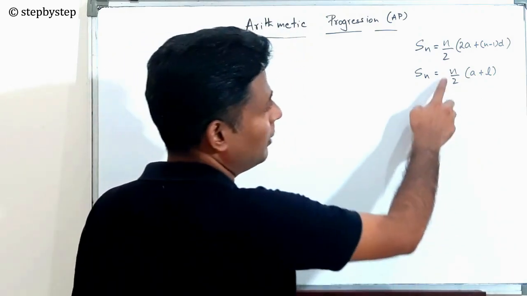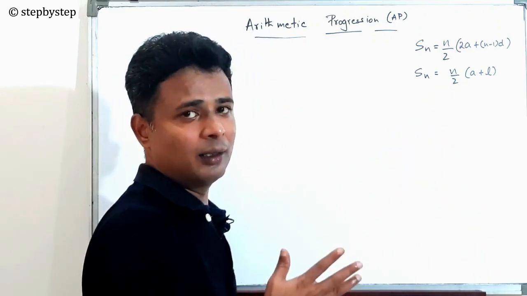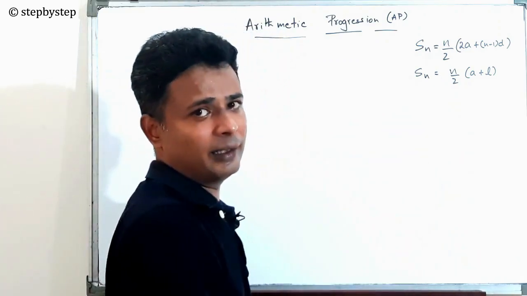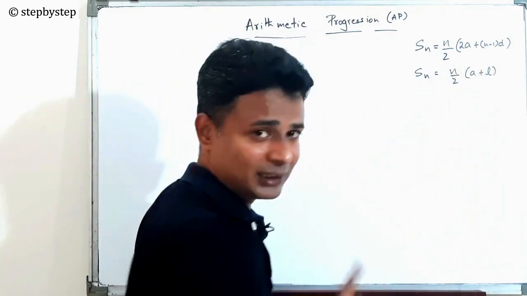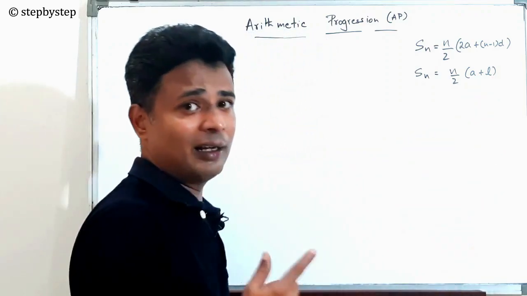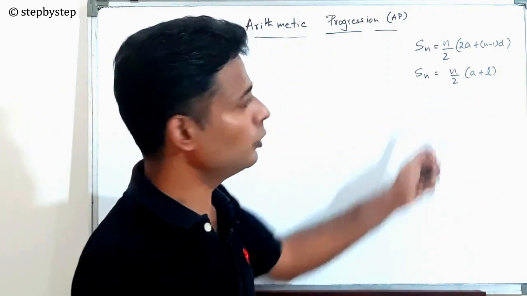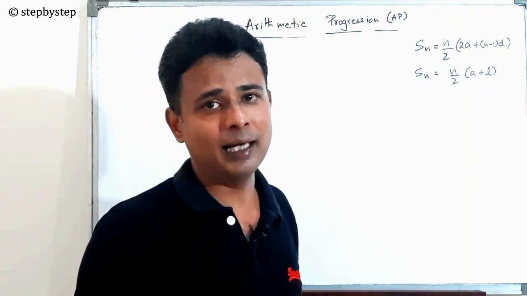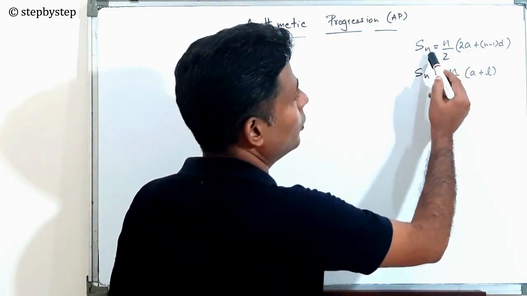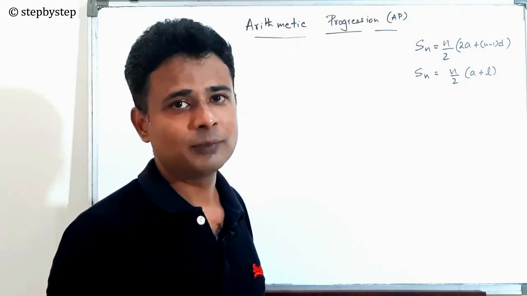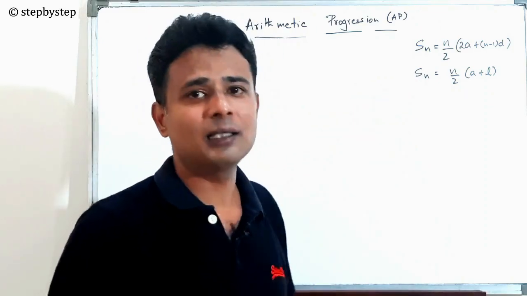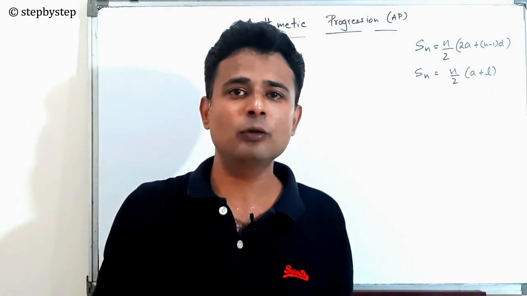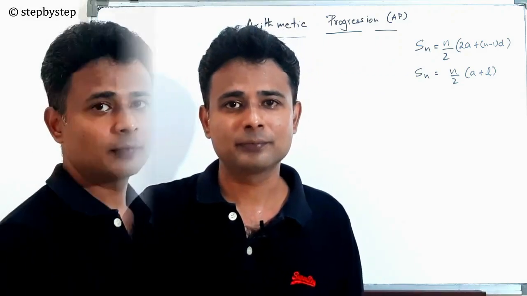Very simple formula, n by 2. Let's say there are 100 terms, n will become 100. If there are 20 terms, n will be 20. a will be the first term and L will be the last term. So this formula you use when you know the first and last term. Otherwise you use the other formula. That is all you need. These are the second and third formulas, and these are the only formulas that you need to learn in AP.